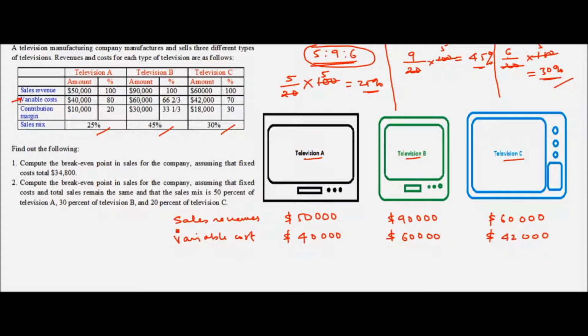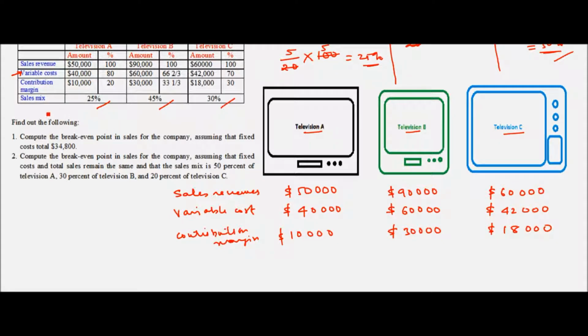Now we know that sales minus the variable cost is the contribution margin. So the contribution margin for television A is 50 minus 40, which is $10,000. For television B, it is 90,000 minus 60,000, which is $30,000. And for television C, it is 60 minus 42, which is $18,000.